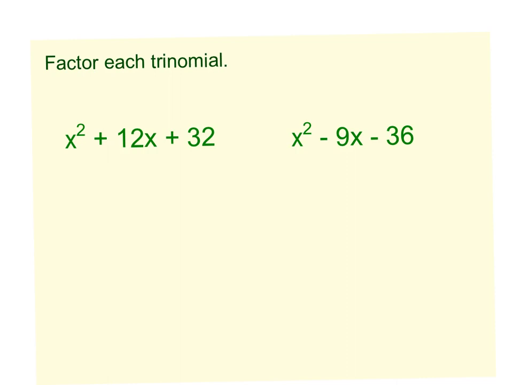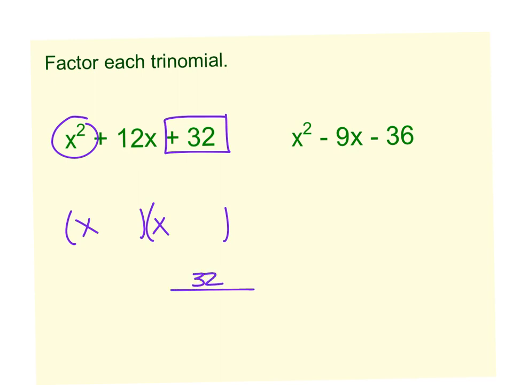Okay, so factor each trinomial. This is the x squared plus bx plus c. So when you factor trinomials, we're trying to find what two binomials multiply to give us that. The x times the x is how we're getting the x squared. And then what is going to multiply to give us 32? So we think about our factors of 32. We have 1 and 32, 2 and 16, 4 and 8, and we're trying to find a factor pair that's going to add up to 12.